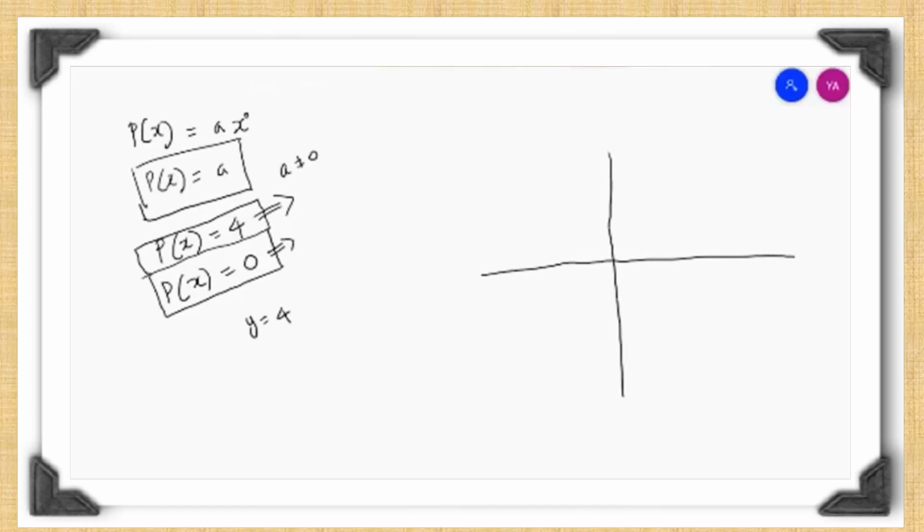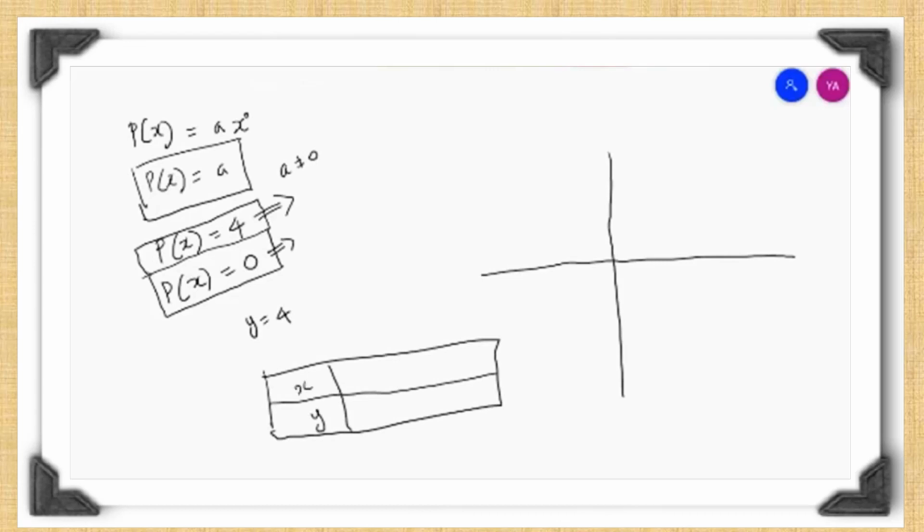So y is equal to 4. How can we draw this graph? Y is equal to 4. If you take the table like this, so x and y, if you choose x is equal to 1, the y is 4.